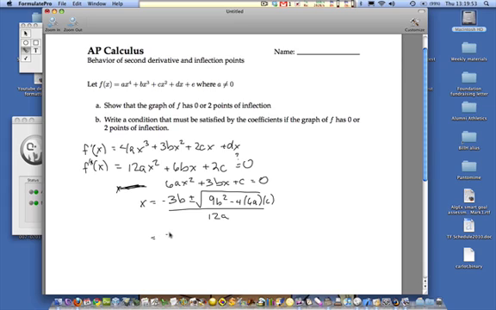And we can simplify this a bit. Negative 3b plus or minus the square root of 9b squared minus 24ac all over 12a. Okay, now the question says, show that it has to have 0 or 2 points of inflection. Well, we've got 3 choices that could happen with this inside the square root.